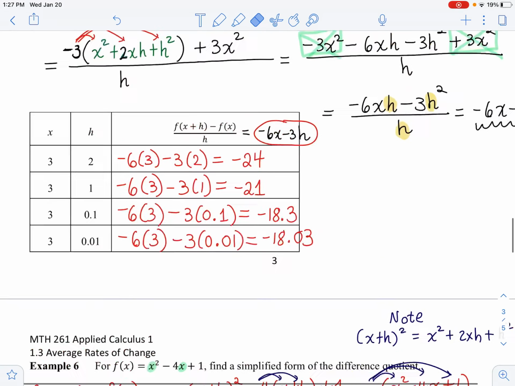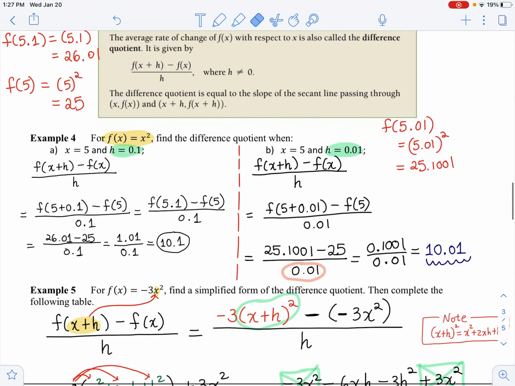I did find a mistake that I made on my previous video. On example 4, for some reason I wrote down 0.001 for the denominator. I don't know why I did that. So if you can fix that for me, and I should have noticed it, so I'm sorry.